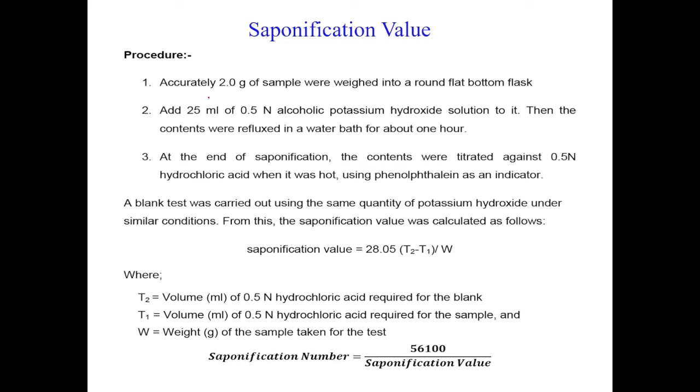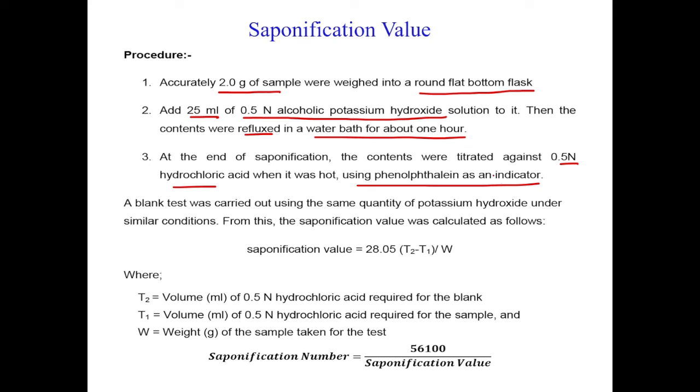Now what is the procedure? You have to take 2 grams of the sample in a round flat bottom flask, and then add 25 ml of the 0.5 normal alcoholic KOH solution, and then the contents are refluxed in a water bath for about 1 hour. Then at the end of saponification, the contents are titrated with 0.5 normal HCl while hot, using phenolphthalein as indicator.